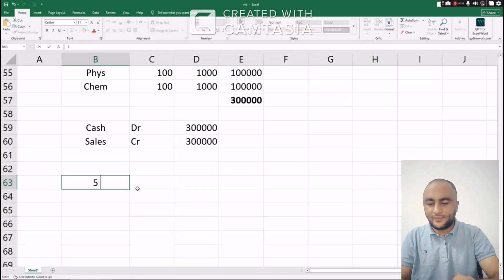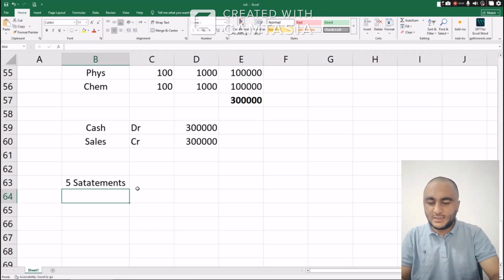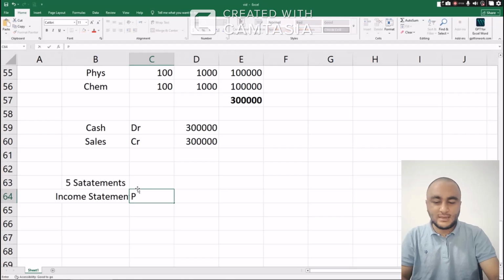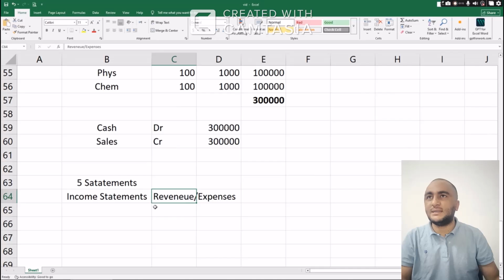So let's say this, there are 5 financial statements in accounting. Every company, every small or big company, has these 5 financial statements, nothing more, nothing less. If you speak about financial statements, there will be other reports, but these financial statements are everywhere. Income statement, where we show profit and loss, sales and purchases, the revenue and expenses will be considered in this financial statement.